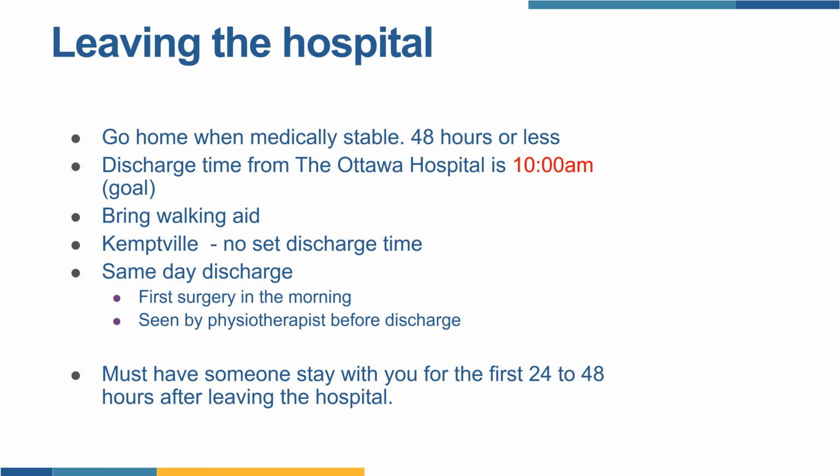You will go home from the hospital when you are medically stable. This is usually 48 hours or less after surgery. If your surgery is at the Civic or General campuses, the expected time for going home is 10 a.m. The person bringing you home from the hospital needs to bring your walking aid to you. You will need your walking aid to walk out the door of the hospital to your car.